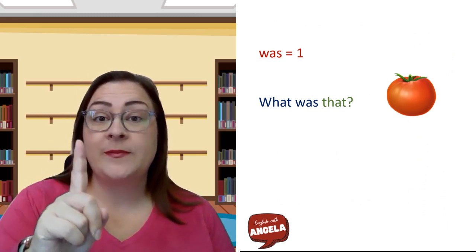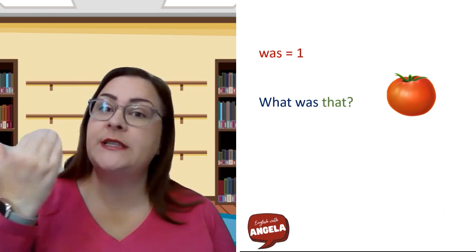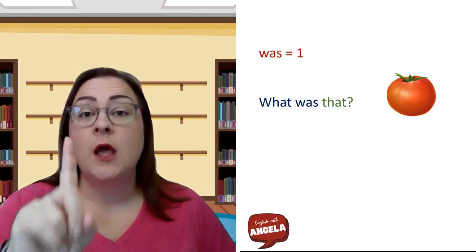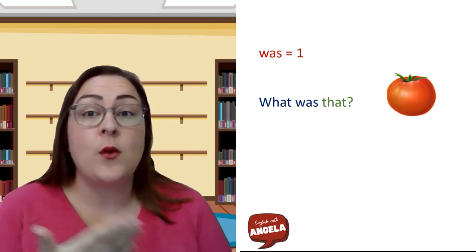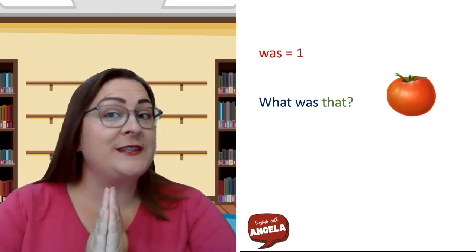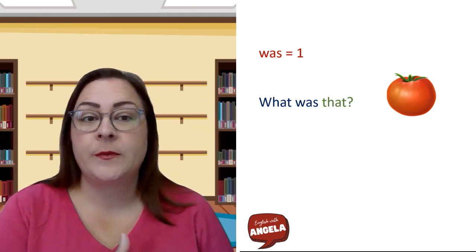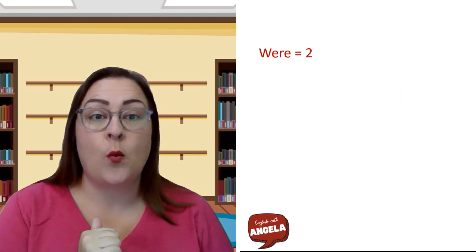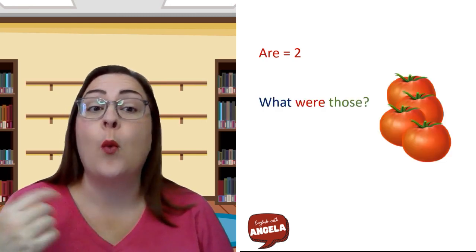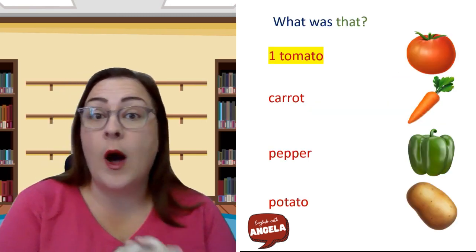So was is for one, right? We did this in our last past tense class as well. Was is for one. So what was that? Remember, if it's more than one, if it's two or more, what do we say? Were, right? Were for two or more. So what were those?